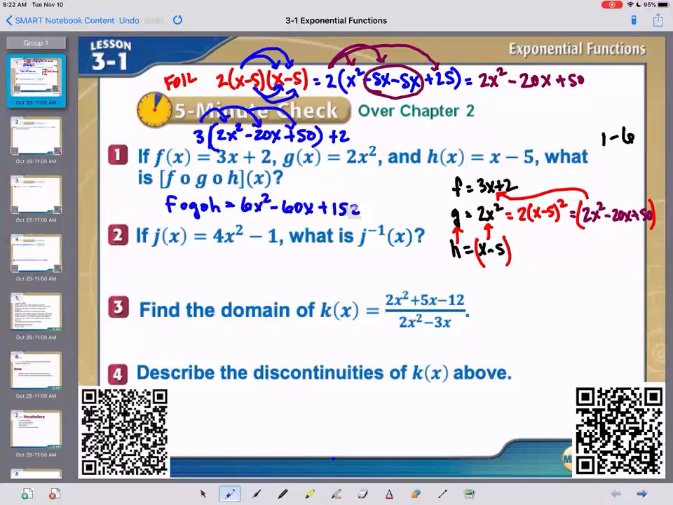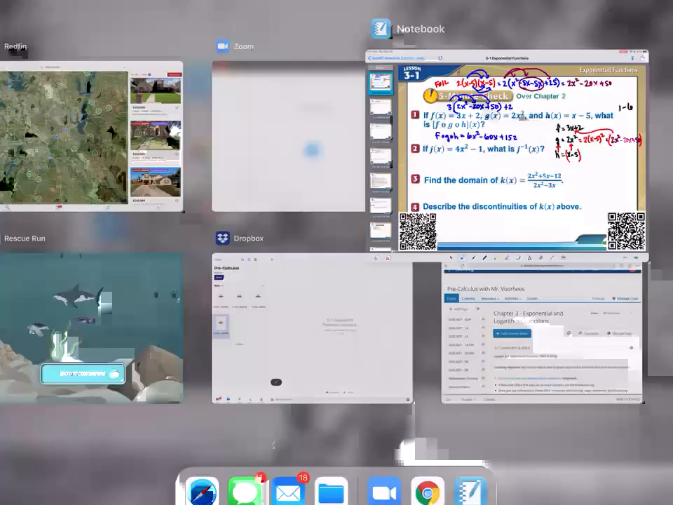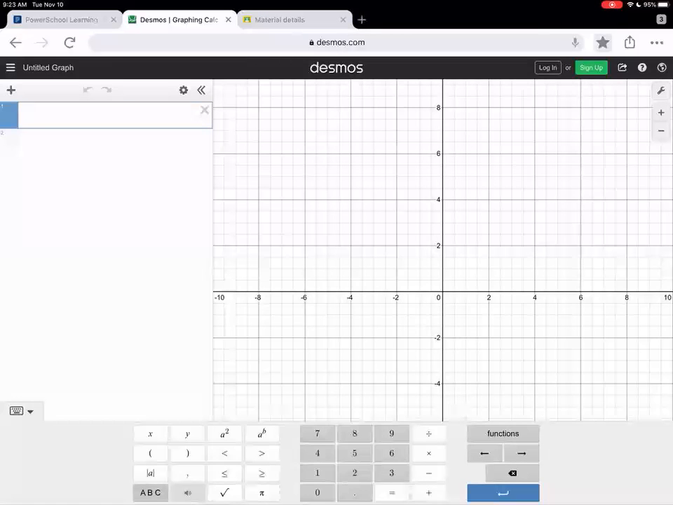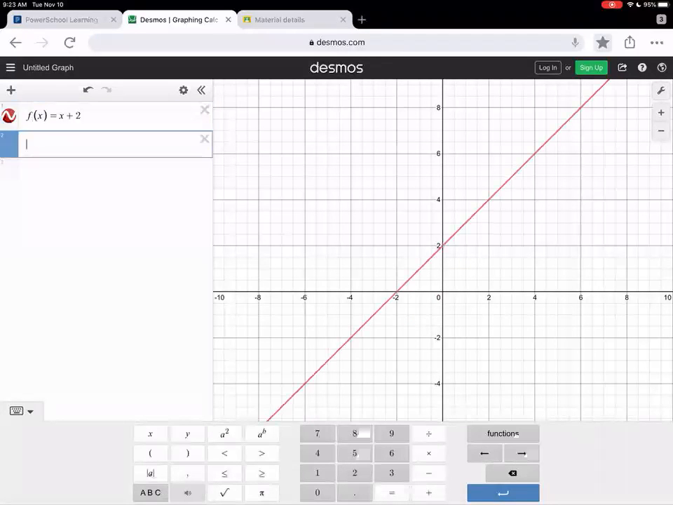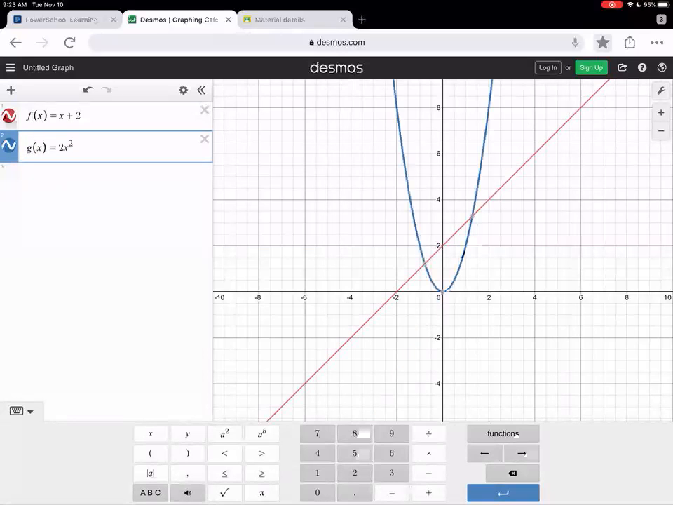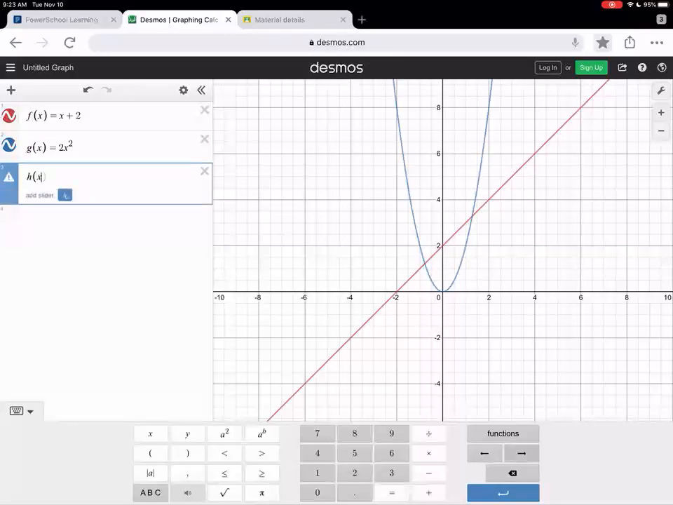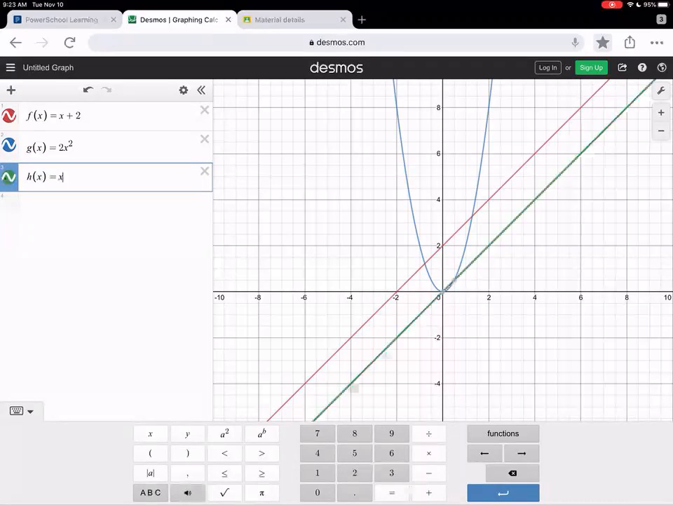We could check this if you wanted to on Desmos. The way to check that on Desmos is you would type in your 3 equations. Now you would need to name these. So I'd have to name it f of x equals 3x, no, plus 2. And then you would type in g of x, which was 2x squared if I remember right. And you could type in h of x, which was x minus 5.